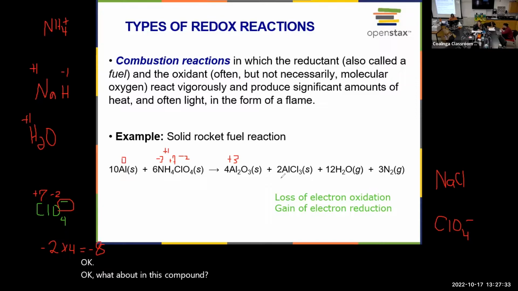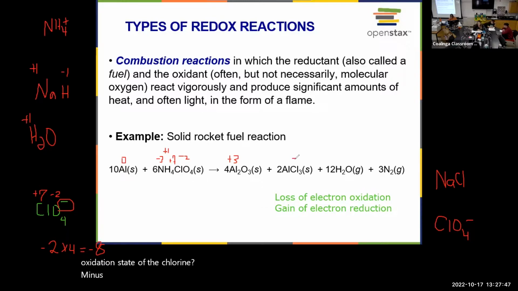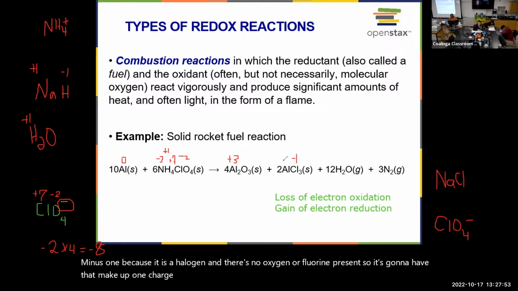Is it polyatomic or no? It's an ionic compound. So what is the charge? What would be the oxidation state of the chlorine? -1, because it is a halogen and there's no oxygen or fluorine present, so it's going to have that -1 charge. So then, for it to balance out to equal 0, what would be the oxidation state of the aluminum?